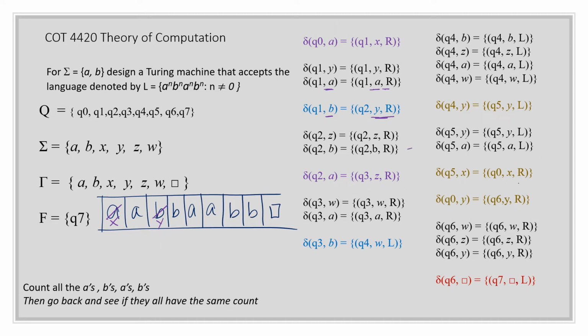Now we have a B. We leave it alone. We move right. Now we have an A. We change it to a Z. We move right.